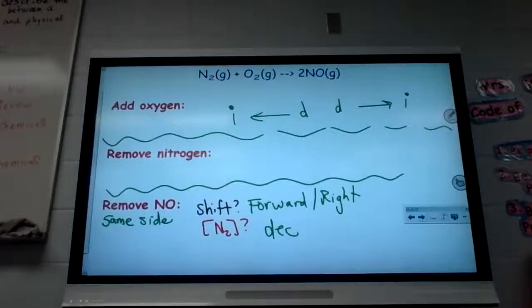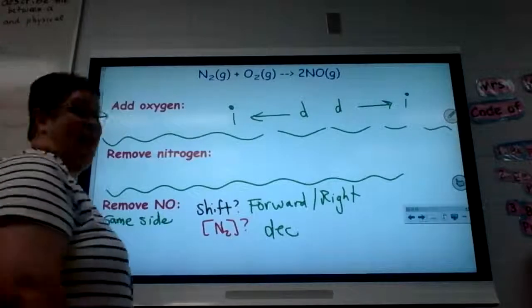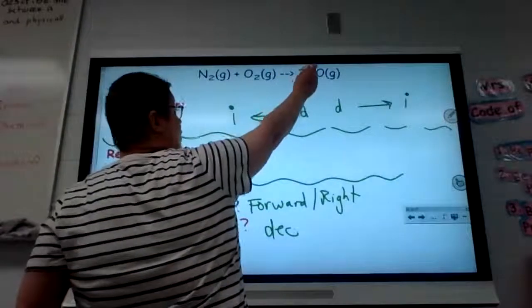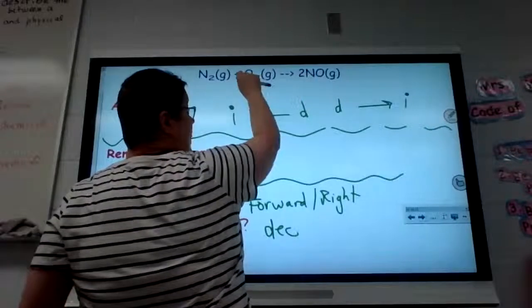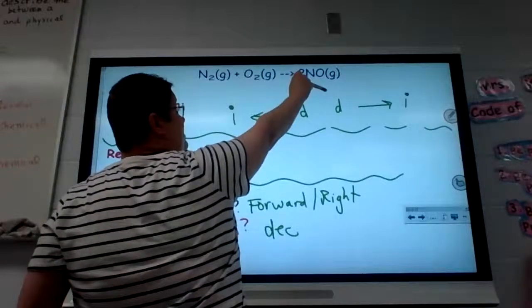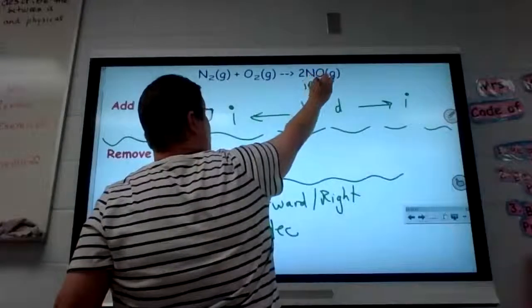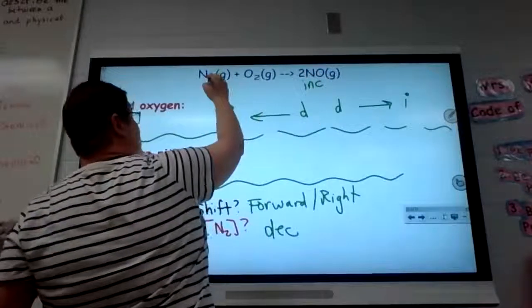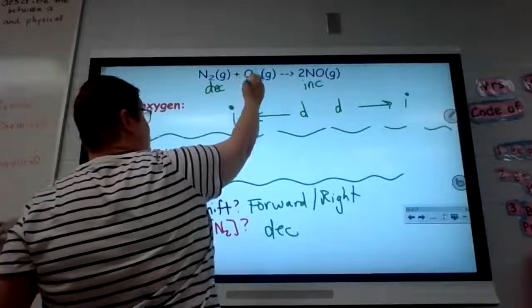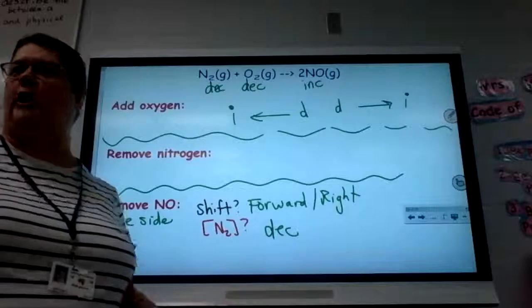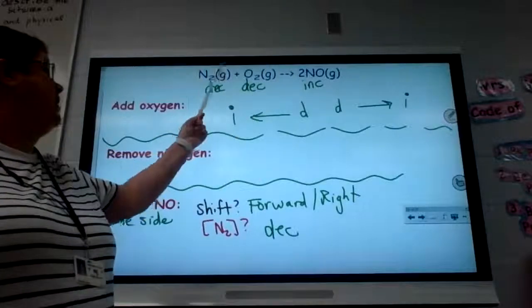What? Y'all be so stupid. This is gonna give us homework? Yes. If it goes to the right, this will do what? You said whatever side it shifts to, Destiny, it does what? It increases. So that's going to increase. That means this will decrease and this will decrease, because whatever side it shifts to will increase. So that increases and these two decrease.